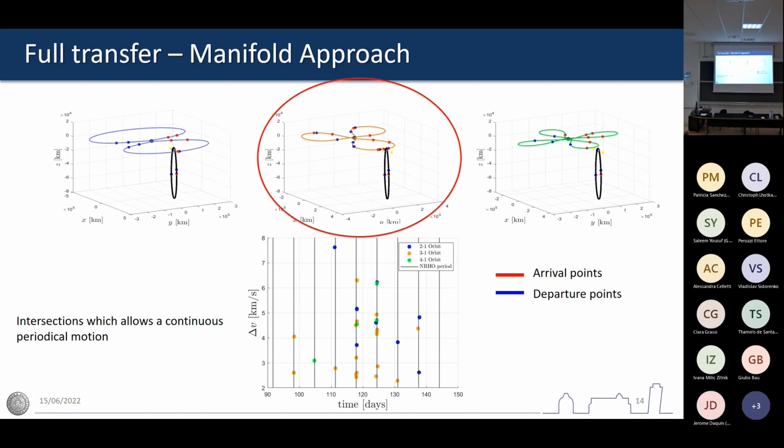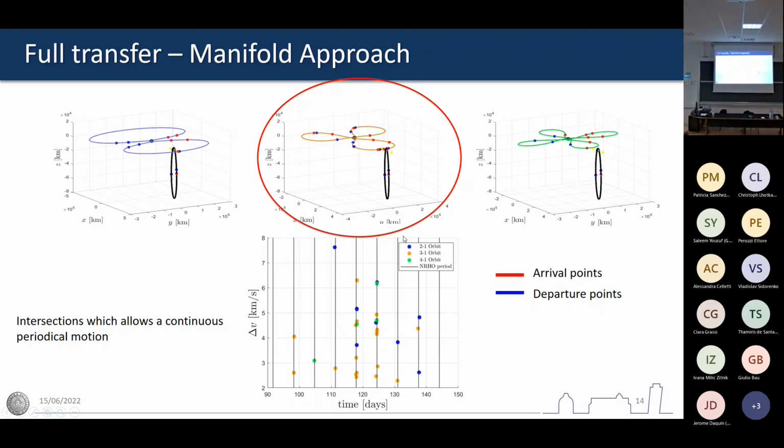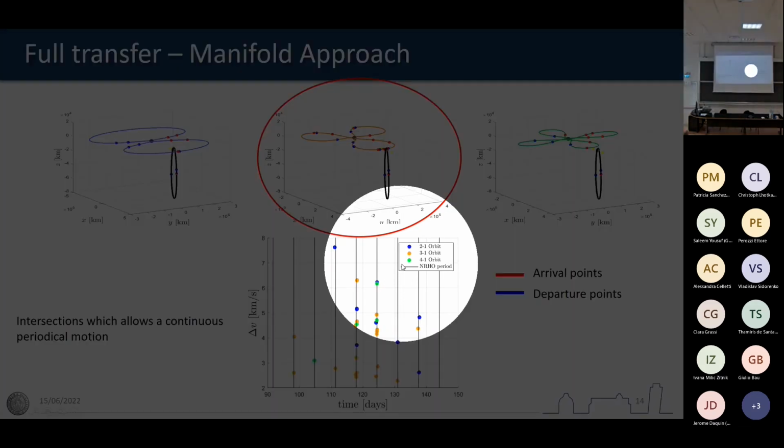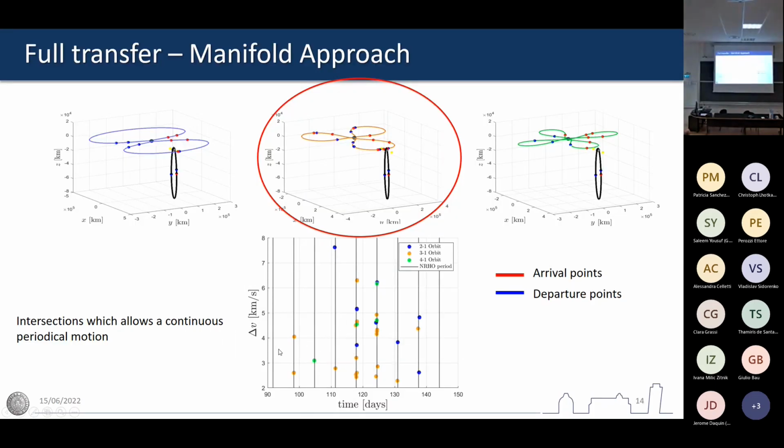In fact, the orbit that was selected is the 3-1 resonant orbit, because it's the one that allows us to spend less delta V and also to save some time. So time is 100 days. From an engineering point of view, it's a lot, but it's not bad.